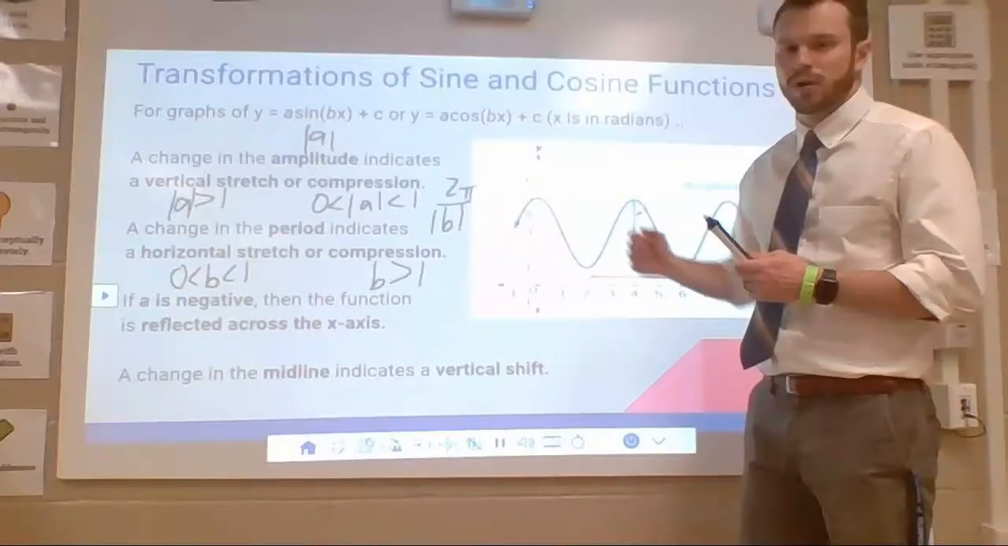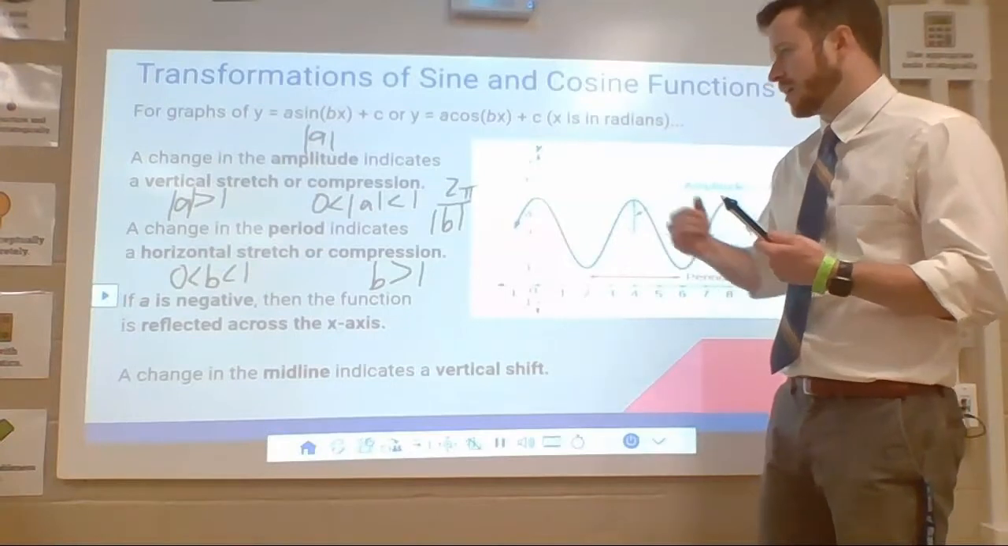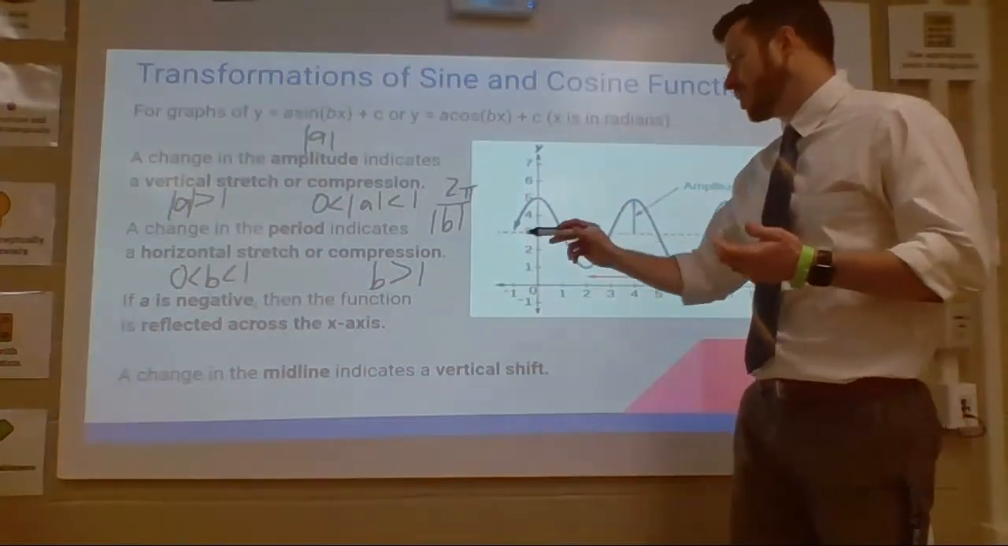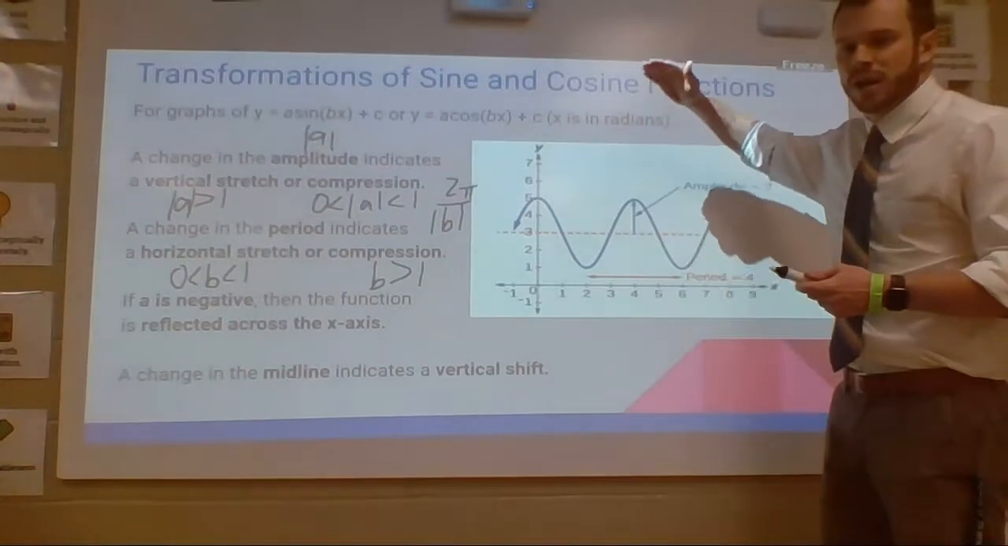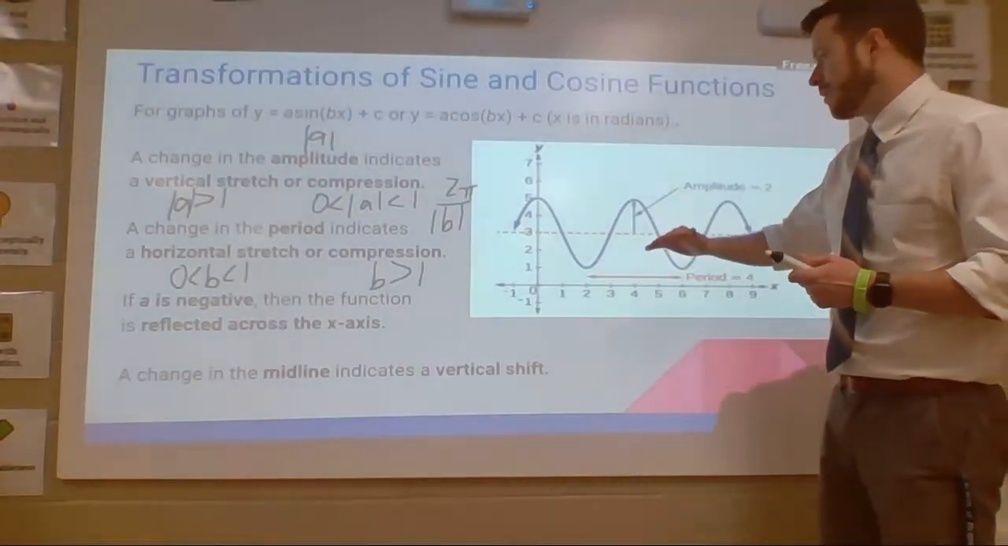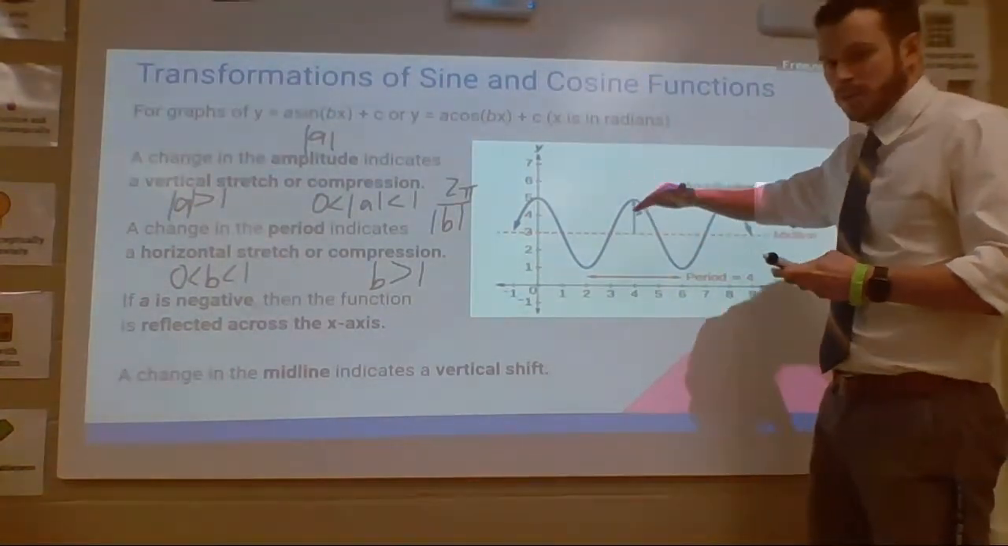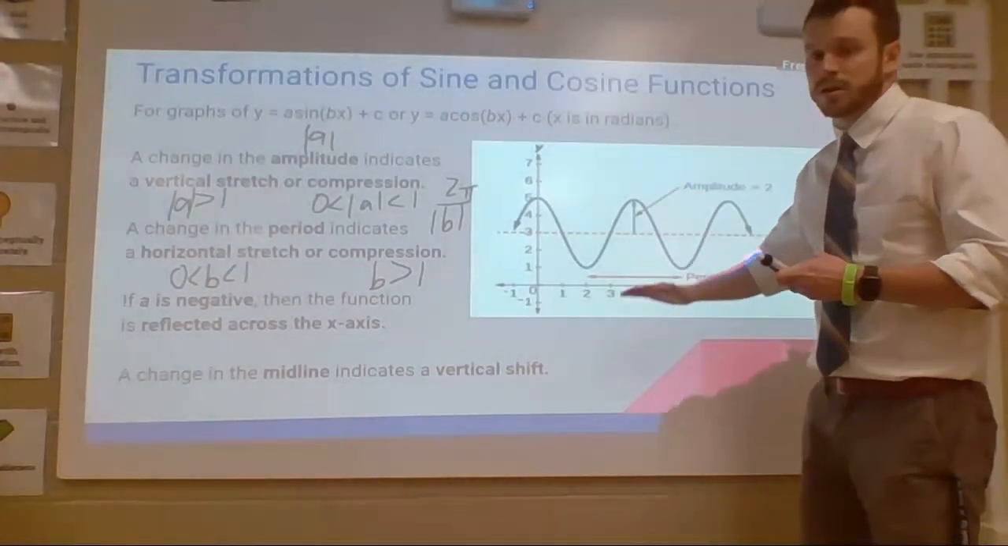Okay, so now if a is negative, then the function is going to reflect across the x-axis. So it would just flip across the x-axis if a is negative. Okay? And then a change in the midline is just going to shift it up. If c is a positive number, it's going to come up, but if the value of c is a negative number, it's going to go down.